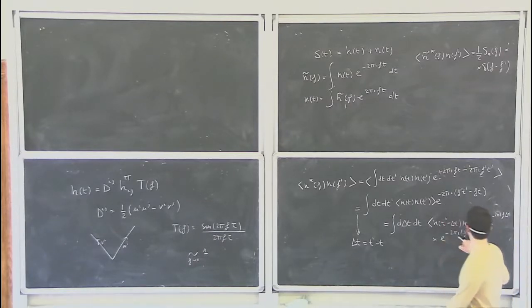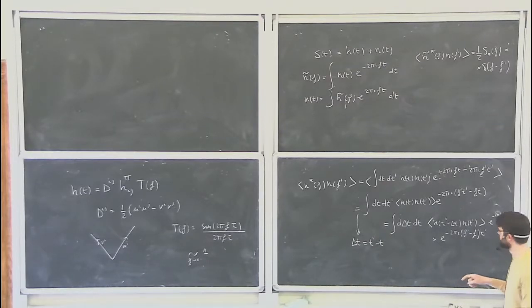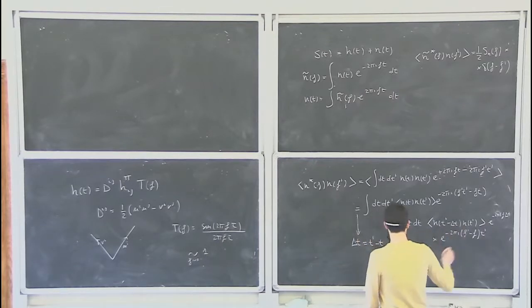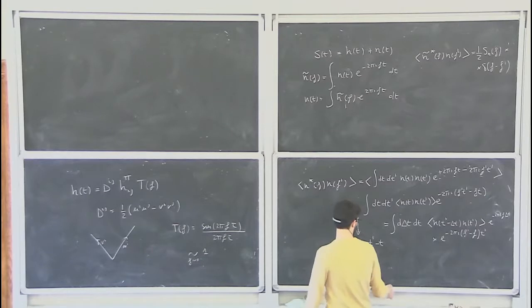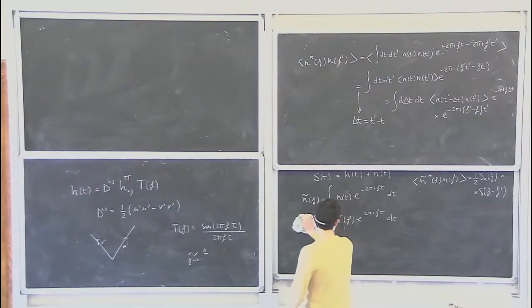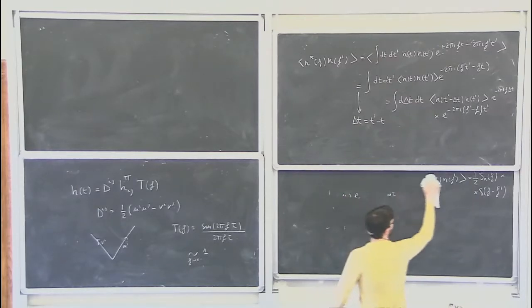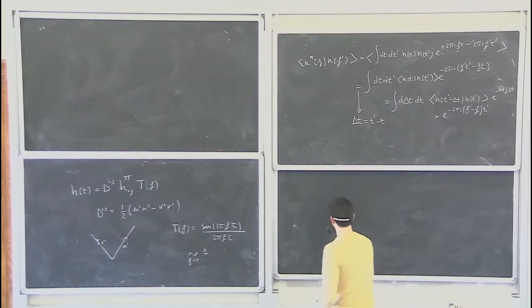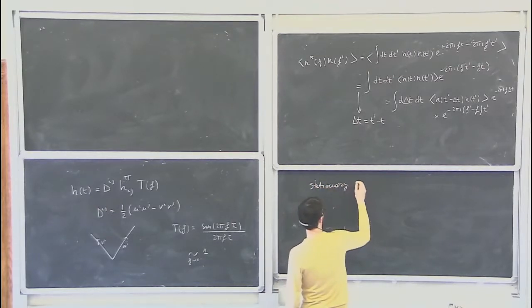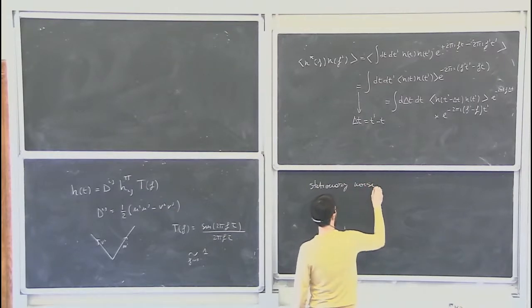So now I want to make the assumption that the noise is stationary, which is the crucial assumption. That's why I couldn't get the result. Stationary noise means that there is no preferred time.